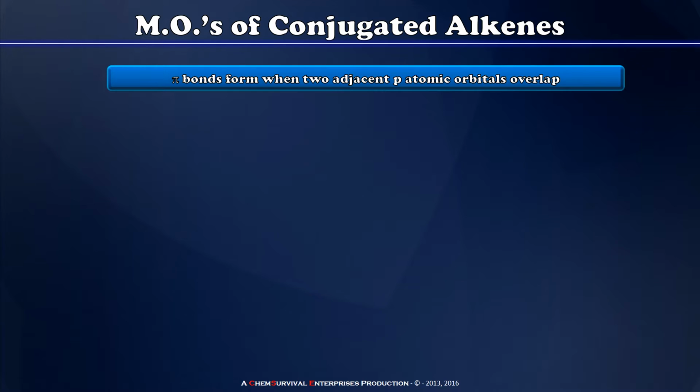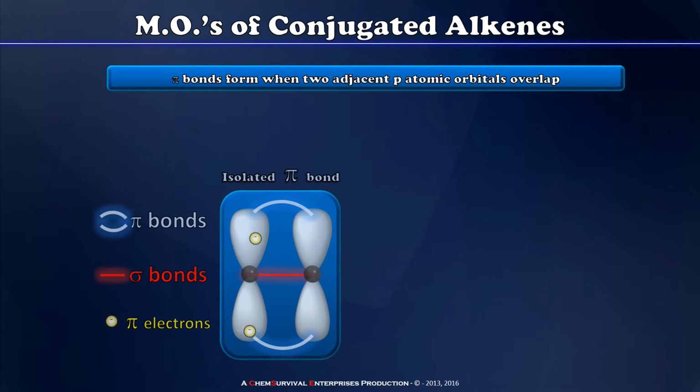First, recall that pi bonds form when two adjacent p atomic orbitals are overlapping. So we've drawn pi bonds in the past like this, where we have our two atoms or nuclei in gray, and there are two p atomic orbitals shown here in white, and they are aligned in such a way that electrons can jump from one to the other, essentially creating one larger molecular orbital in space through which they can move.